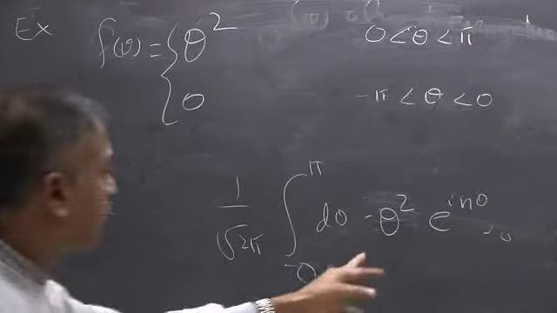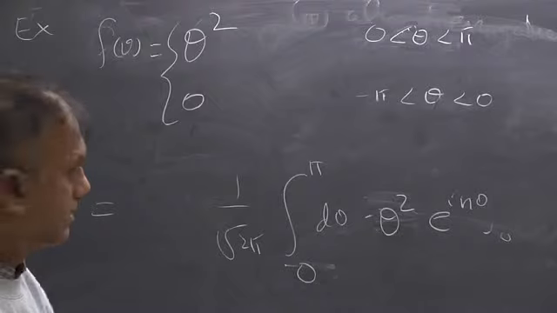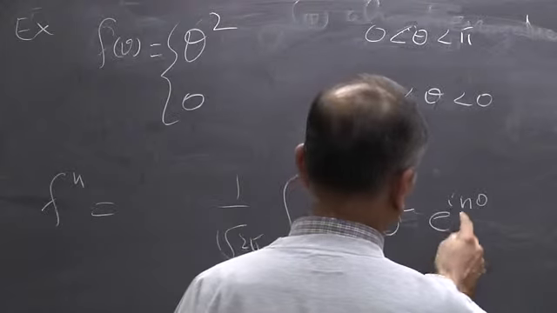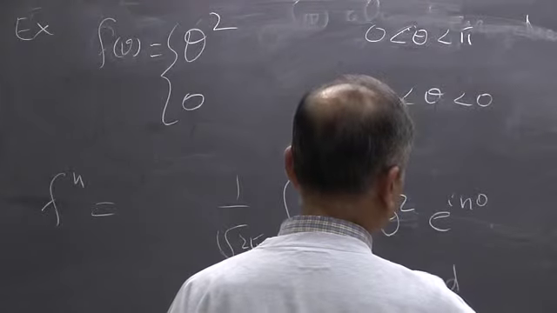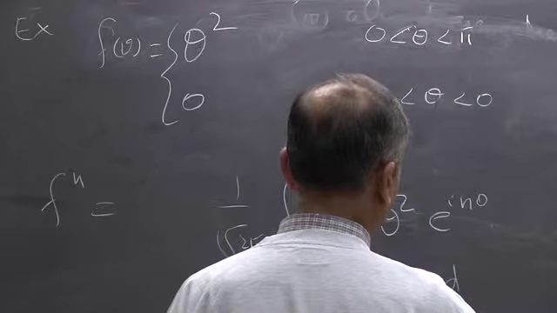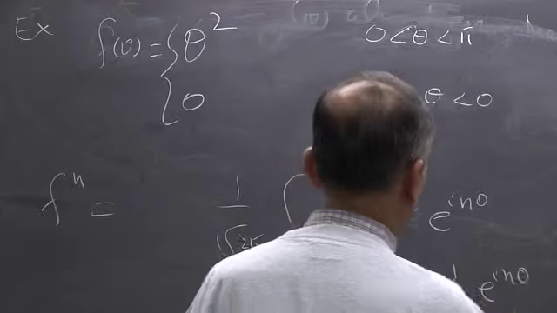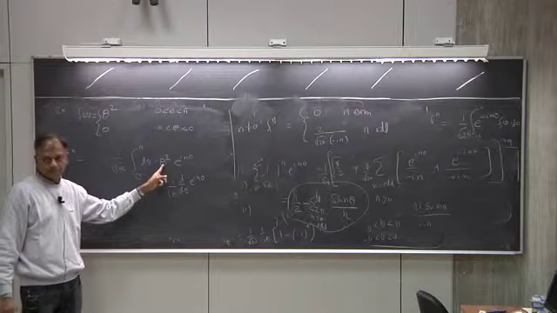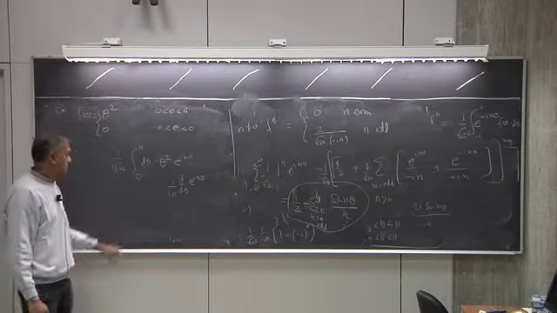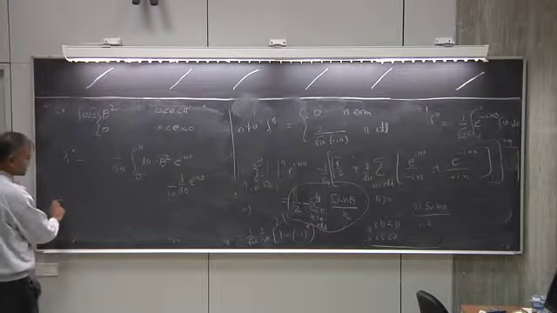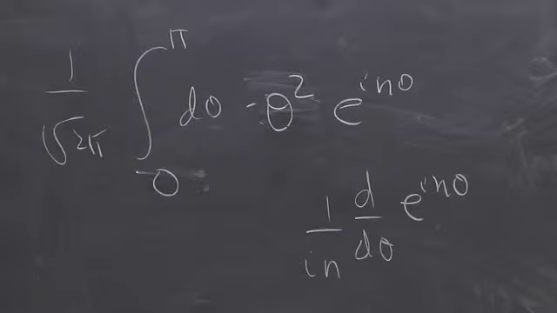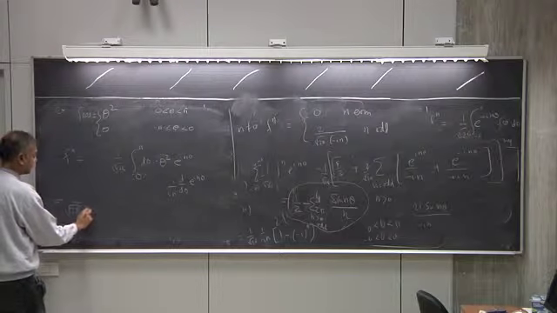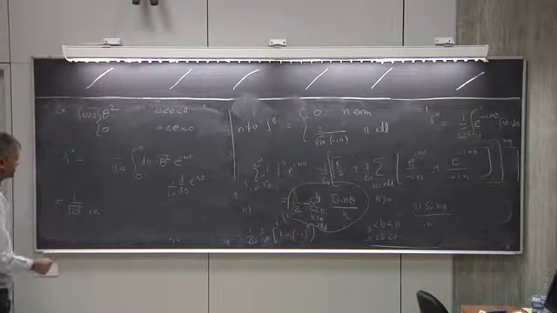Now you can start doing partial integration. For example, you can write this as d by d theta of 1 over i n e to the i n theta and do the partial integration. But now you have to be a little careful because this function is not periodic. There are lots of terms here now. So you have 1 over root 2 pi. First integration by parts gives you in here.